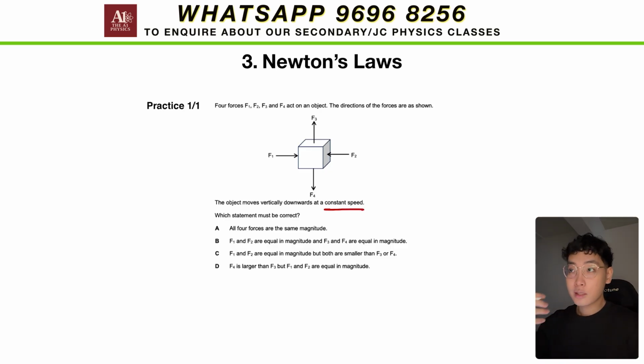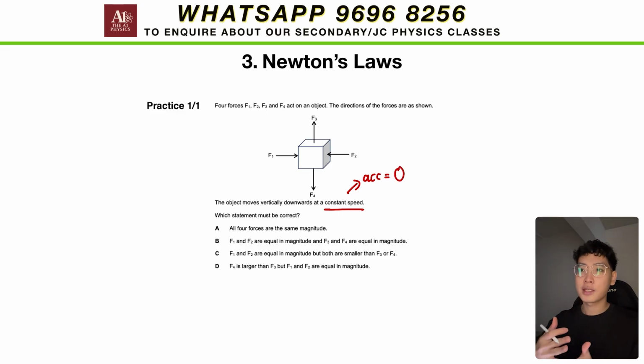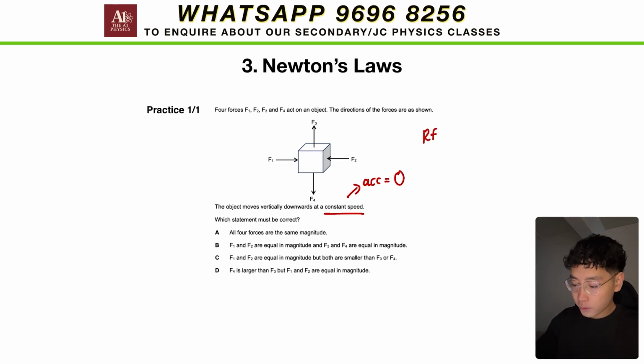Now, what does constant speed mean? Constant speed means that the speed is not changing. It means that the acceleration of the object is 0. If the speed is not changing, it means that it's not accelerating. That's the first thing. Now, we know that resultant force equals mass times acceleration, and the acceleration is 0, so the resultant force must also be 0.